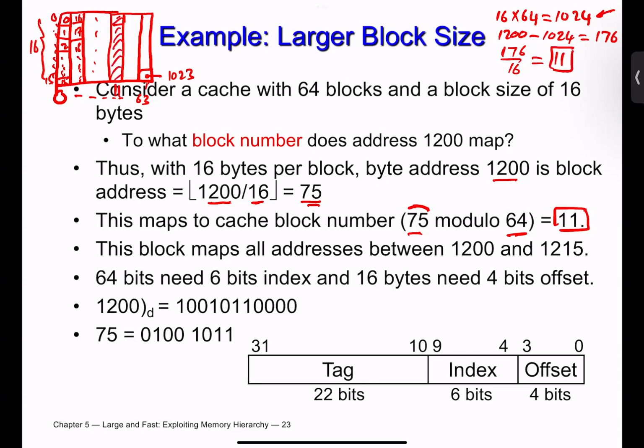So it is here. But this did not answer us which byte or which slot inside block 11. Correct? It did not give us that answer. It just gave us that 176, or the 1200, is in that particular block, block 11. But is it the first spot? Is it the second spot? Is it the third spot? Is it the fourth spot? Is it the 16th spot or not? This did not answer that.